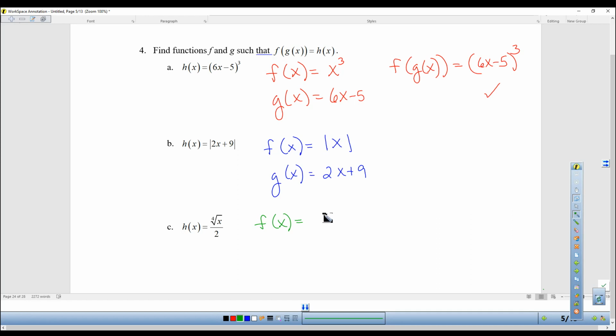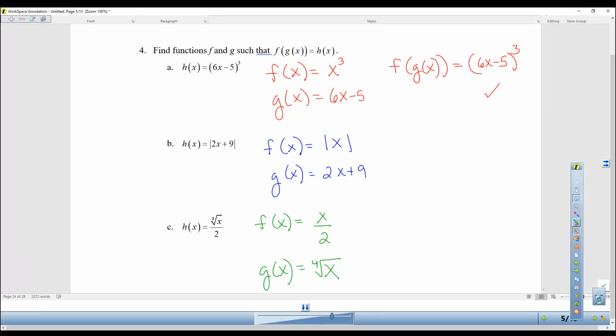And the last one, F of x is equal to, so you might be inclined to say x over 2, and then G of x, what do we want to replace that with? We want to replace that with the fourth root of x. There is more than one answer. You don't have to do these all the same, or they'll probably say answers may vary in the back.